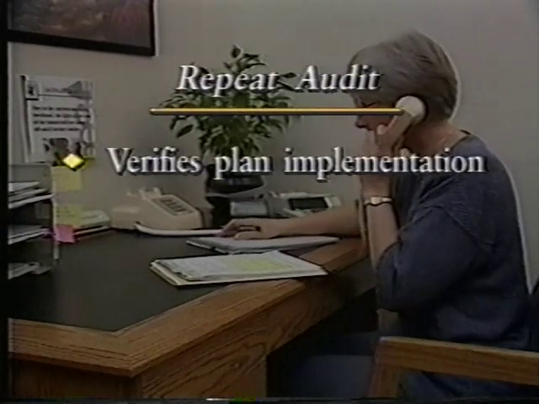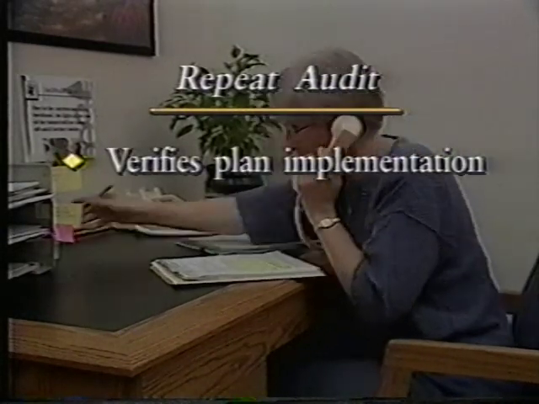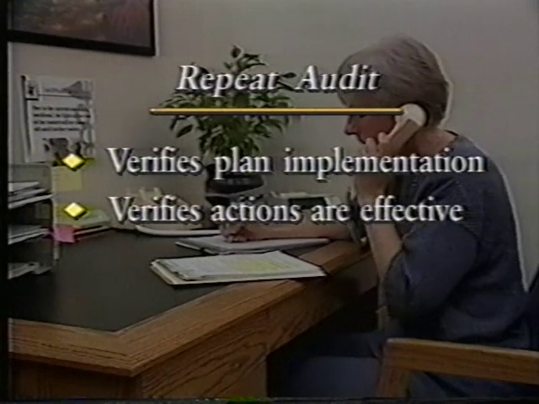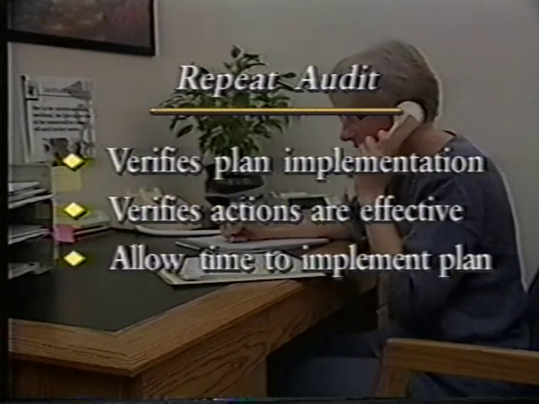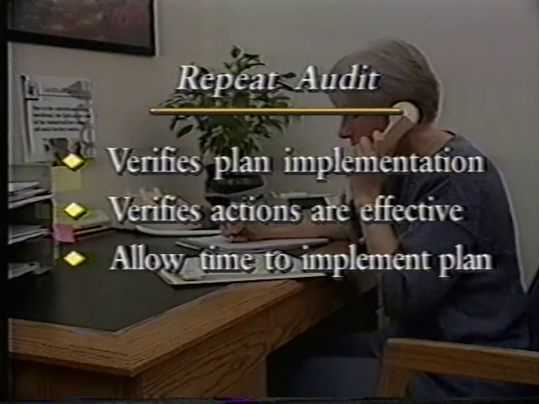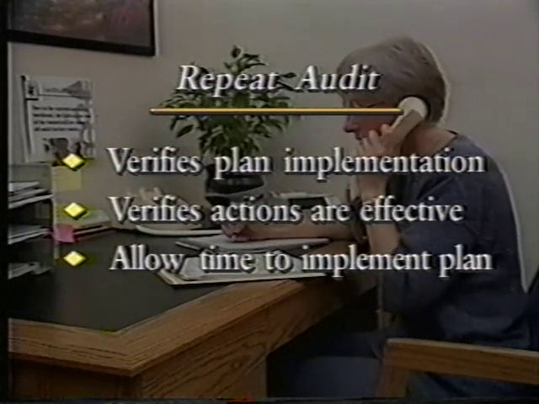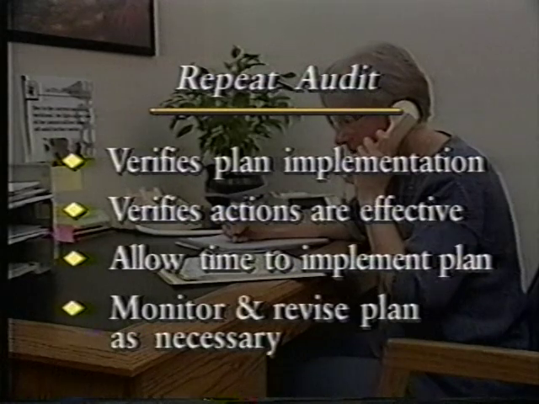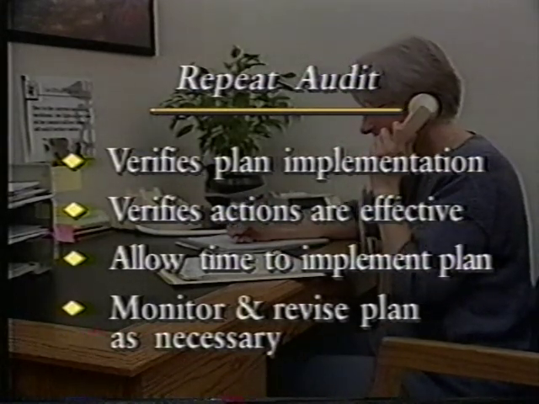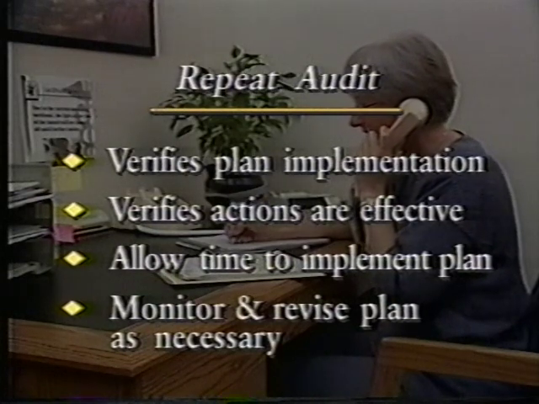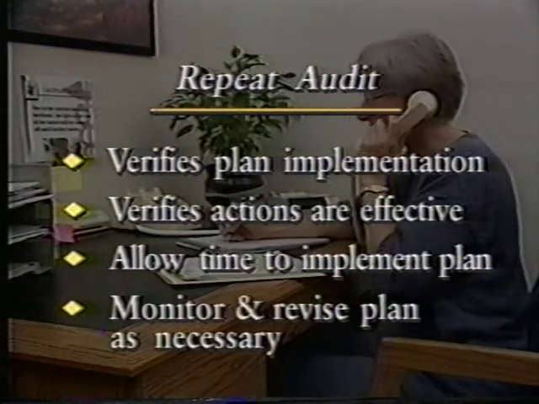Once corrective actions are established, the audit team should schedule a repeat audit to verify that the actions were implemented appropriately and that they are effective. The dates established for the follow-up audit should allow a reasonable amount of time for the corrective actions to be implemented adequately. It's also a good idea for the auditor to informally monitor the corrective action implementation prior to the repeat audit. The corrective action plan should be revised if necessary.